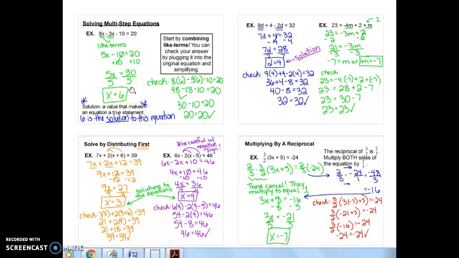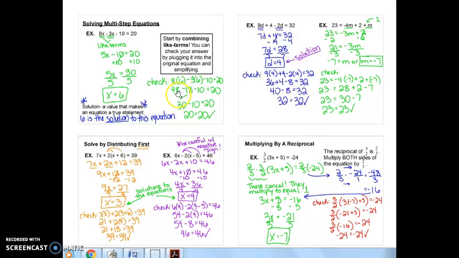Now you need to check that solution. Again, a solution is a value that makes an equation a true statement. That's why we're checking these, because if my solution is correct, it should give me a true statement when I plug it back in. So I put it back into my original equation, which was 8x minus 3x minus 10 equals 20. Everywhere I had an x, I'm going to replace it with my solution of 6. Both of these used to be an x, they are now a 6. Again, I wrap that in parentheses when I'm plugging that value back in.